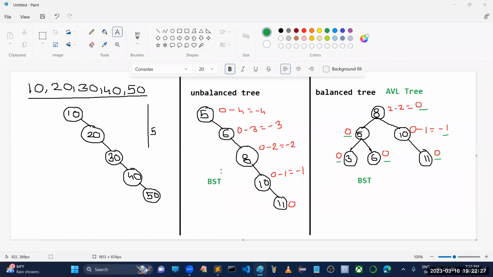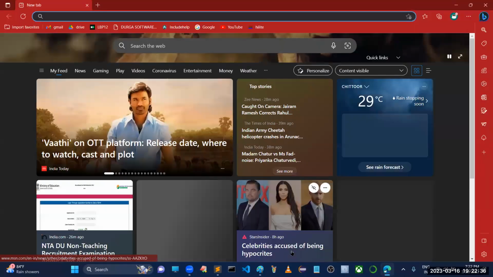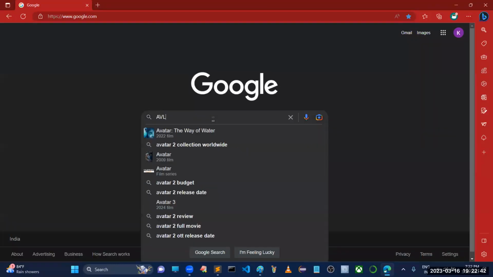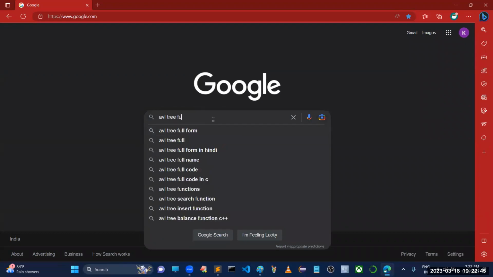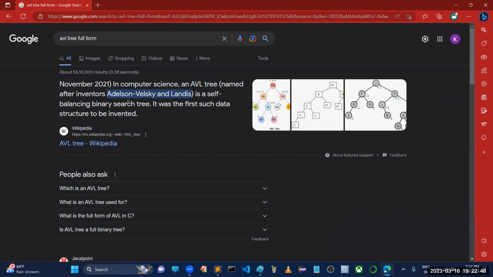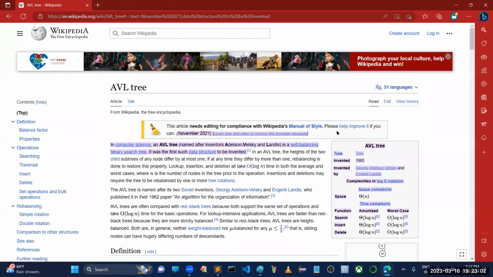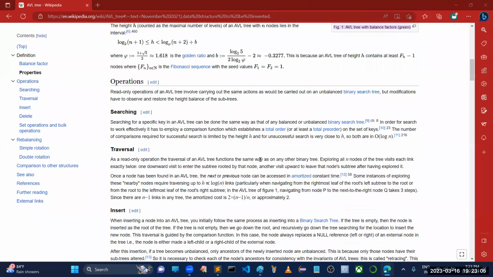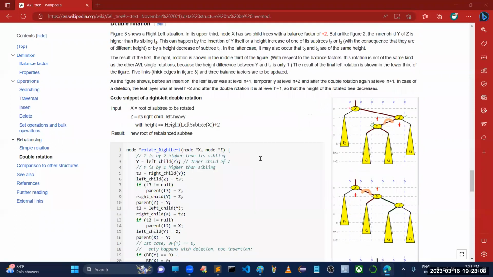Yes, Vishal, correct. For the AVL full form, there are three persons who introduced these particular trees. Those names are nothing but AVL tree. Adelson, Welsky, and Landis. These people are the inventors who introduced this special balancing binary search tree. Are there photos of those people? No, I think we don't have.